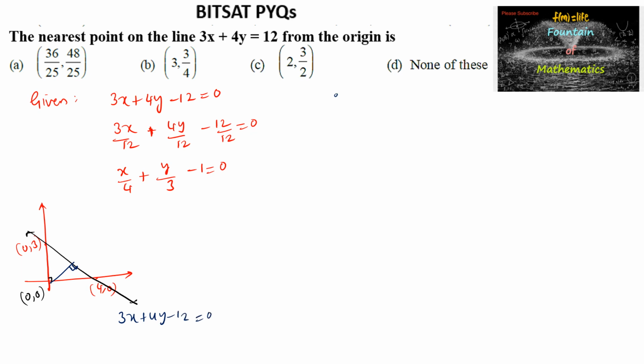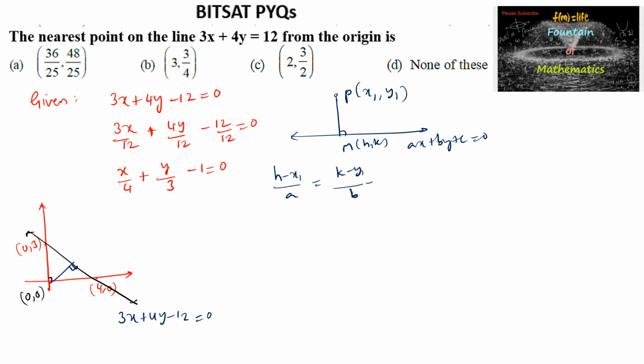And we know the concept that from a point x1 comma y1, the foot of the perpendicular upon the line ax plus by plus c is equal to 0, say h comma k is the foot of the perpendicular, is given by h minus x1 upon a is equal to k minus y1 upon b is equal to negative of ax1 plus by1 plus c upon a square plus b square.